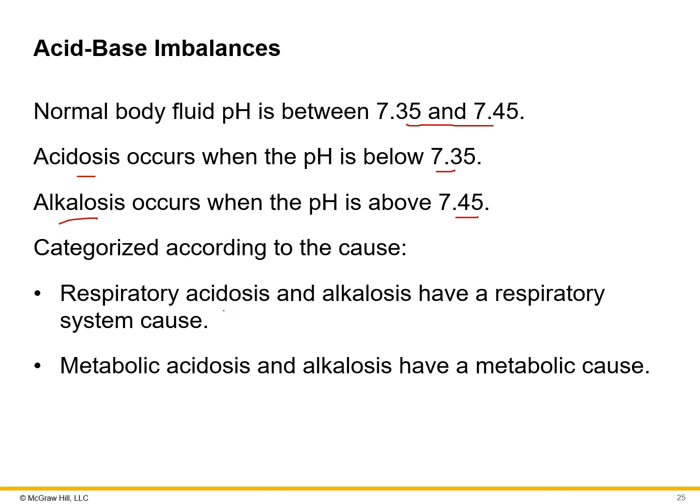So respiratory acidosis and alkalosis have a respiratory cause, so they're going to, of course, affect the respiratory system. And then we have metabolic acidosis and alkalosis that are caused from metabolic causes. Respiratory causes would be from ventilation, so hyperventilating or hypoventilating, controlling those carbon dioxide levels. Metabolic causes would be things like diabetes, where you're not breaking down or using glucose, so your body switches to proteins and fatty acids, and that changes the pH as well.